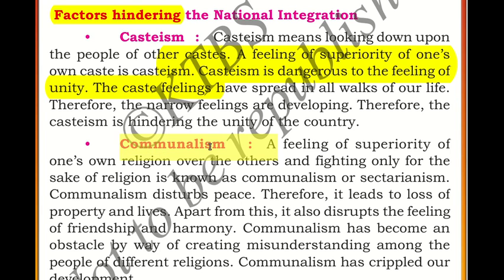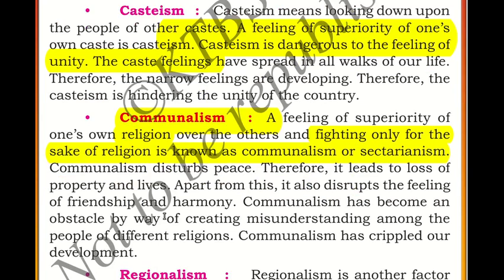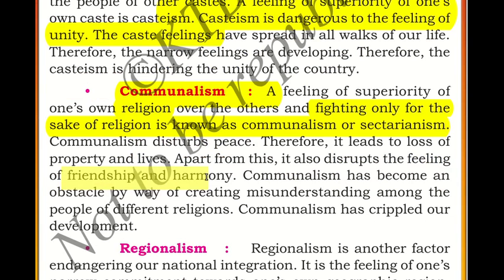Up next, we have communalism. The feeling of superiority of one's own religion is called communalism. Fighting only for the sake of religion is called communalism. It's also called sectarianism. Communalism disturbs peace. Therefore, it leads to loss of property and lives. Apart from this, it also disrupts the feeling of friendship and harmony. Communalism has become an obstacle by creating misunderstanding among the people of different religions.